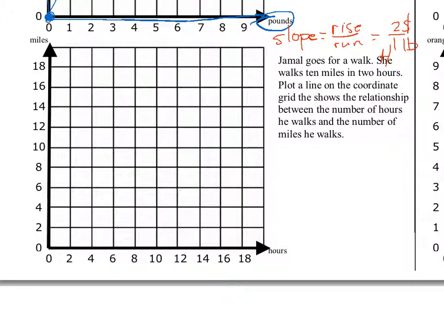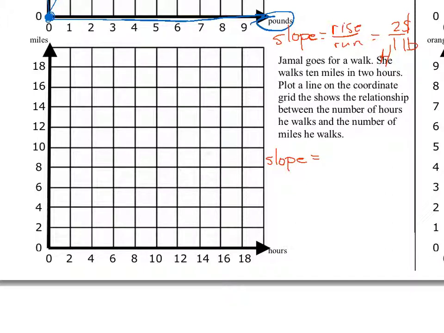Jamal walks 10 miles in 2 hours. Plot a line on the coordinate grid that shows the relationship between the number of hours he walks and the number of miles he walks. So, using this idea that we know the rate is always equal to the slope, but really quickly, I want to think through a little bit about my slope first.